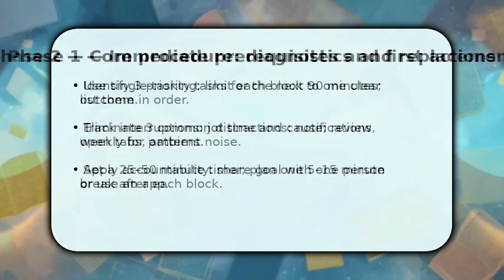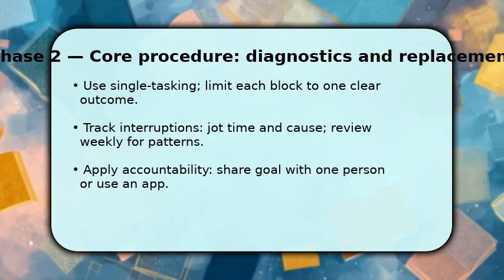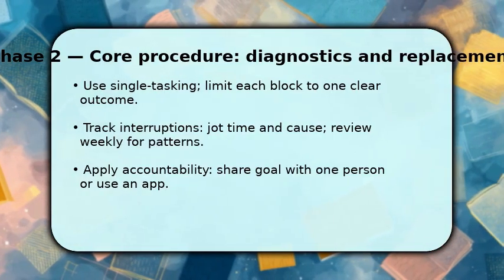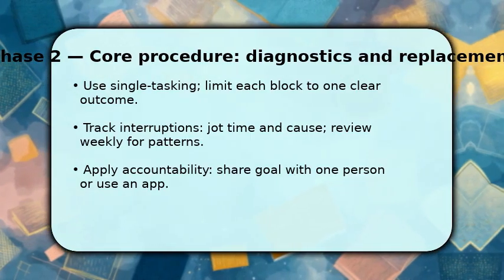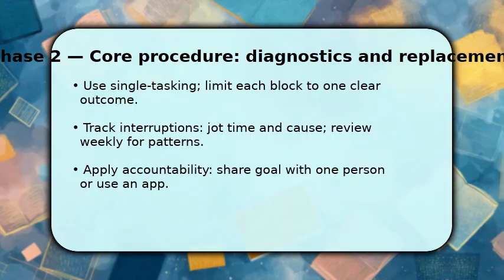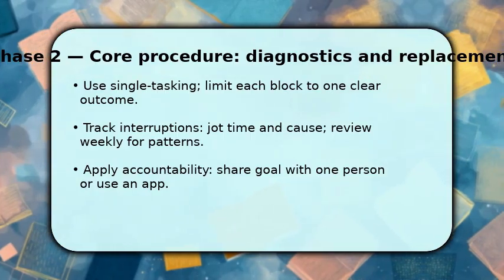You now sustain momentum by committing to single tasking. Focus on one clear deliverable per block and resist adding tasks. If interruptions happen, jot the time and pause quickly so you can return to the task. That log reveals recurring waste patterns.